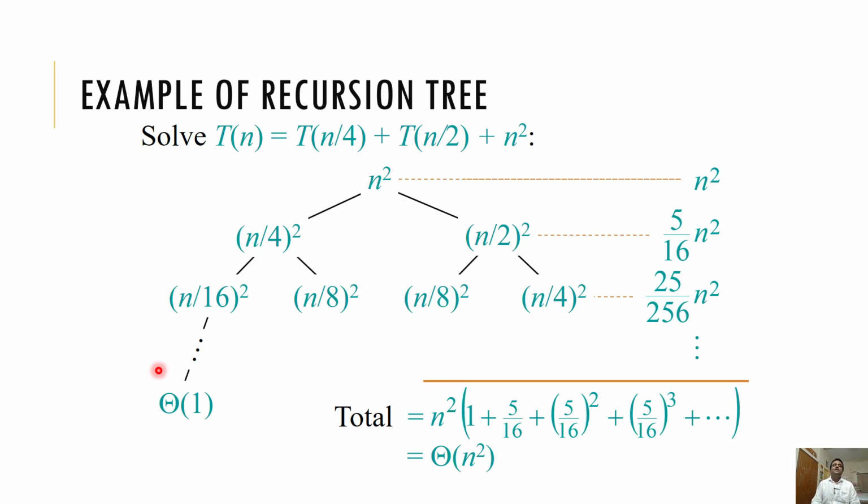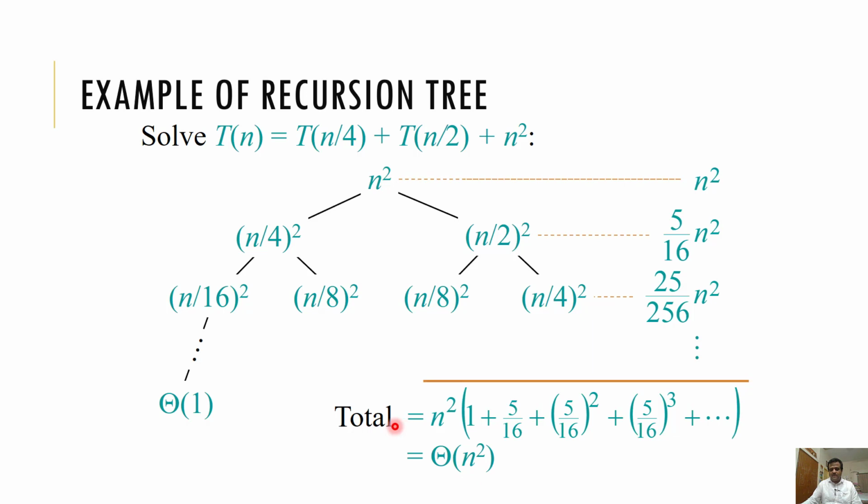By this method we cannot say it is a general method, because we are not proving that the ith level will be (5/16) to the power i. That needs a proof. For that also we can use mathematical induction. So that's why this recursion tree helps us with the intuition to guess the solution.